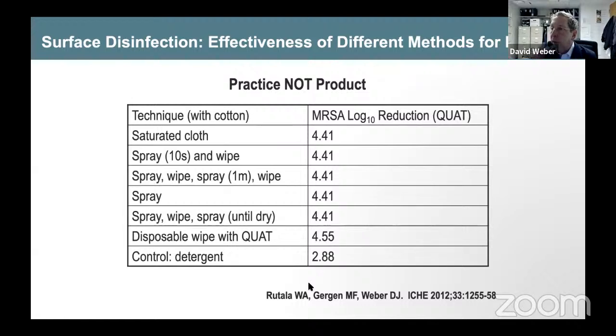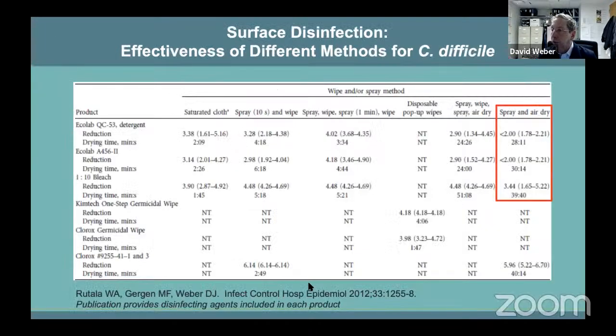But here you can see we used a disinfectant, we used a spray and a wipe, a saturated cloth, a spray-wipe-spray, and a spray just alone without any wiping. They all work with more than 4 log reduction. You can see with the detergent, in which case we were actually wiping with the detergent, you got substantially less. So again, the disinfectant has to have contact with the contaminated surface, but it doesn't really matter how you get the disinfectant onto the surface. Obviously, if you're using a wipe, you're getting some physical cleaning as well, but if you have the right disinfectant, you don't need it.